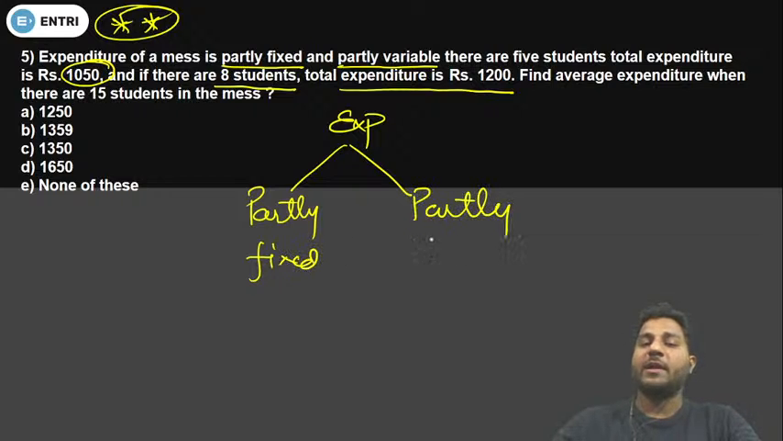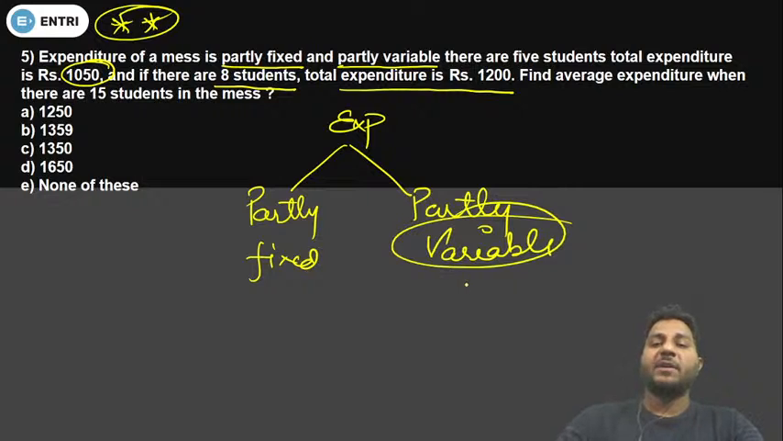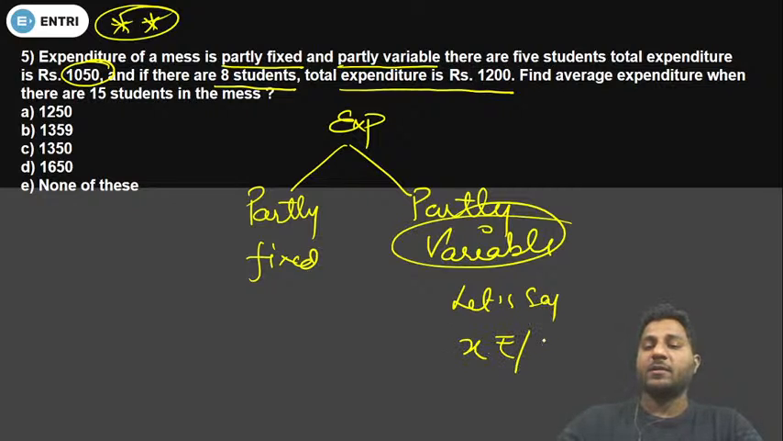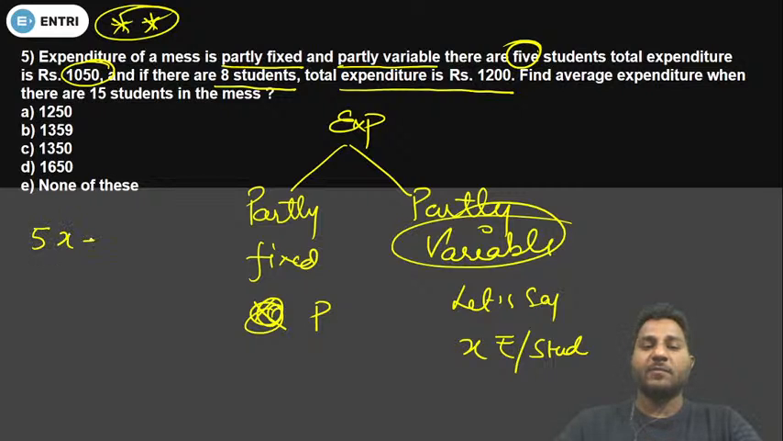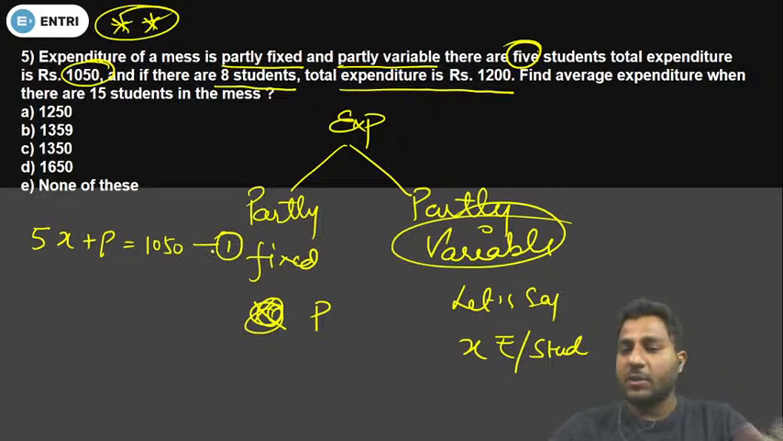So how would it behave about the variable? Look at this. Let's say that it depends on the number of students, so let's say x rupee per student. Remember that it is partly fixed and partly variable, and the fixed part will be P. So for 5 students, it will come as 5x plus P is equal to 1050. This will be your equation 1.